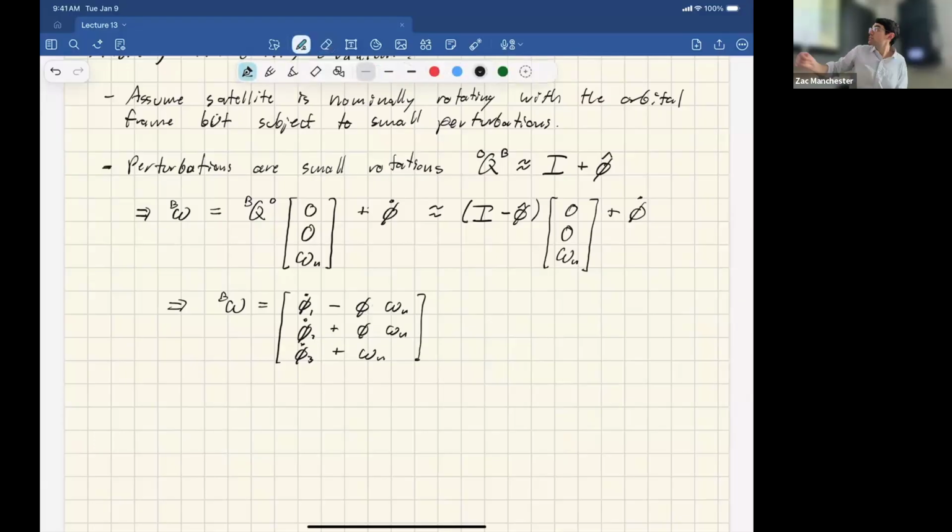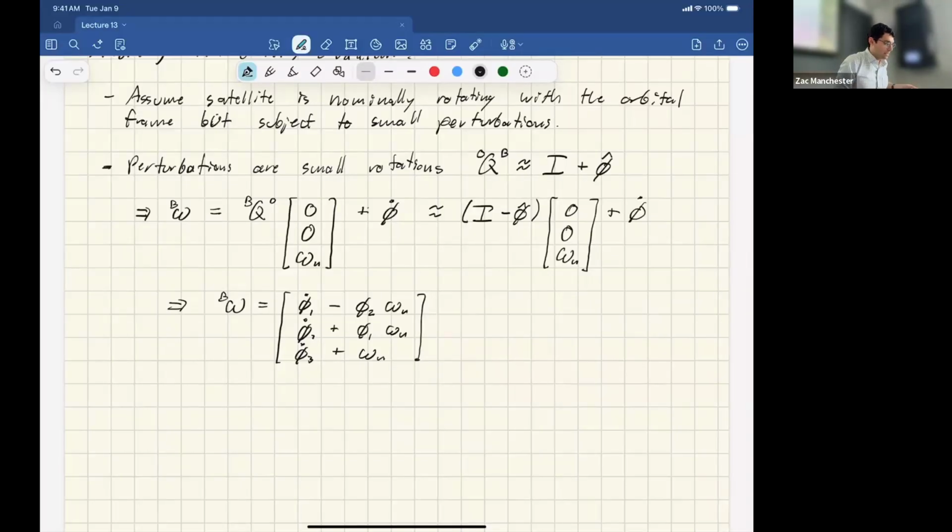That's phi dot 1. So the phi dot stuff should be clear, right? That's just phi dot. And then this stuff is coming from the cross product of, like, this is minus phi cross of this guy, right? Okay, so that's omega.